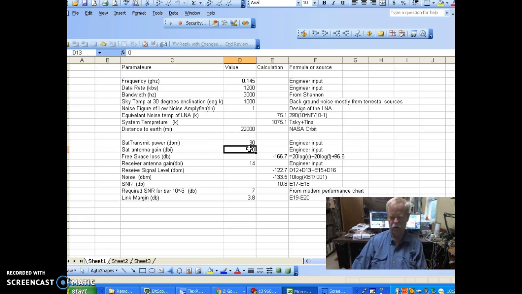Now the next major component is the free space loss. That's the loss that occurs because the distance between the antenna of the transmitter and the antenna of the receiver is large. And you have some anecdotal feeling for this.